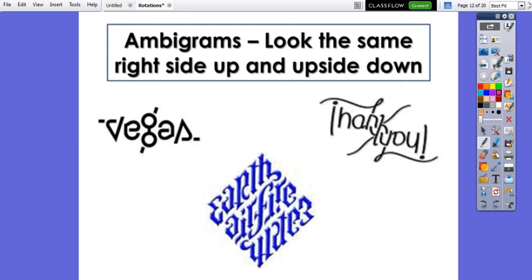What does that say? Air. What is that? Fire. Water. All right, earth, air, fire, water. In other words, dirt, air, fire, water. This is kind of what makes up the planet. All right, and then thank you. You can see that it says thank you. If you turn it upside down, it also says thank you. So those are special little word art, if you will.